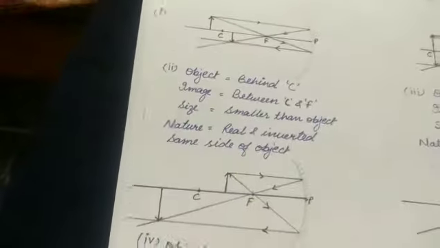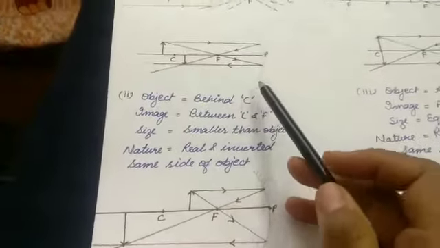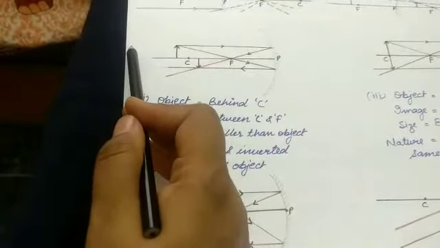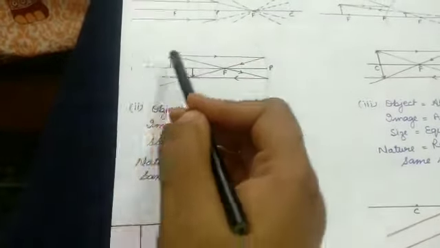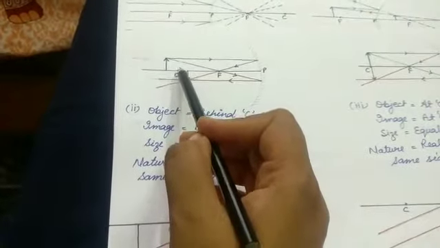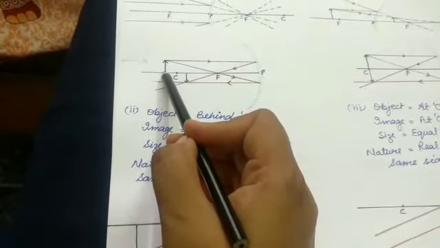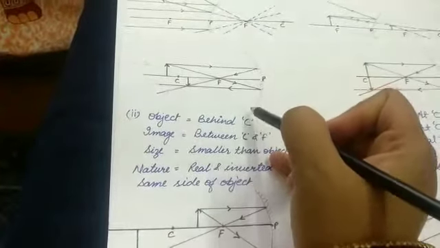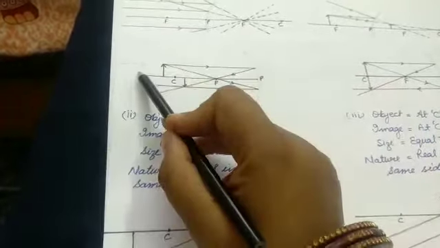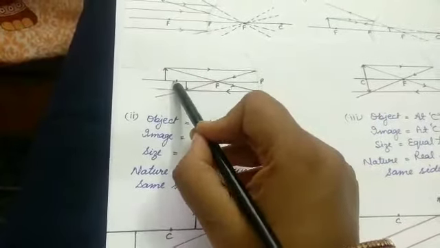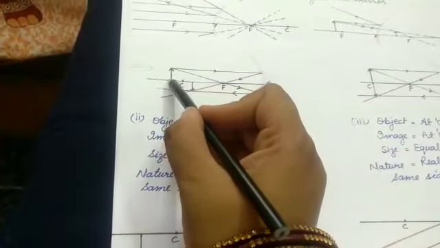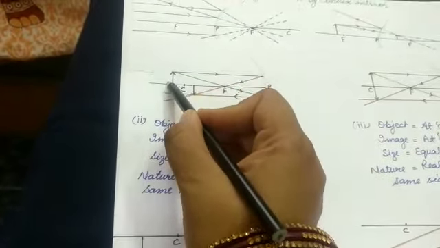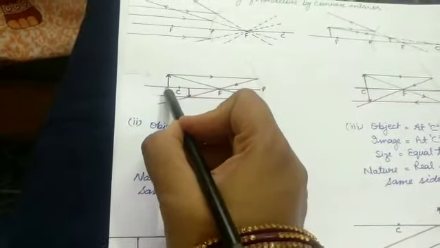Now the second case. Now we are moving the object closer to the mirror. In the first case the object was at infinity, but now we have shifted the object closer to the mirror. It is just behind the center of curvature. See here, this is our concave mirror. This is its focus point. This line is the principal axis. This is the center of curvature, and this is the focus point. This time we are putting the object behind the center of curvature.